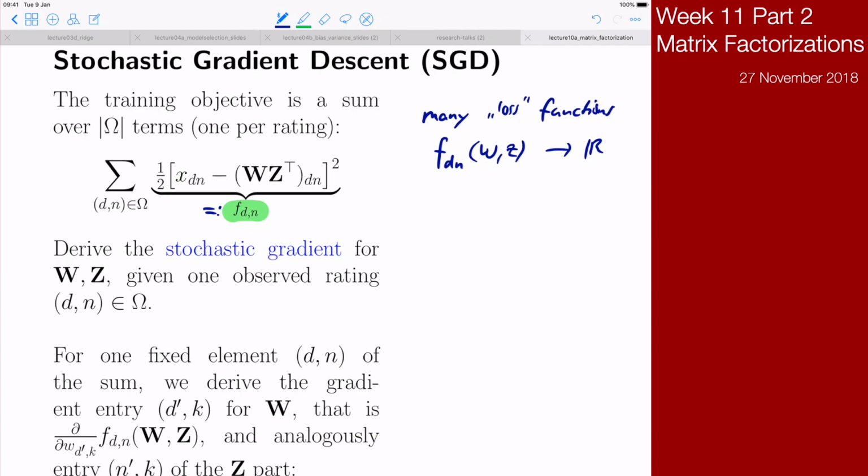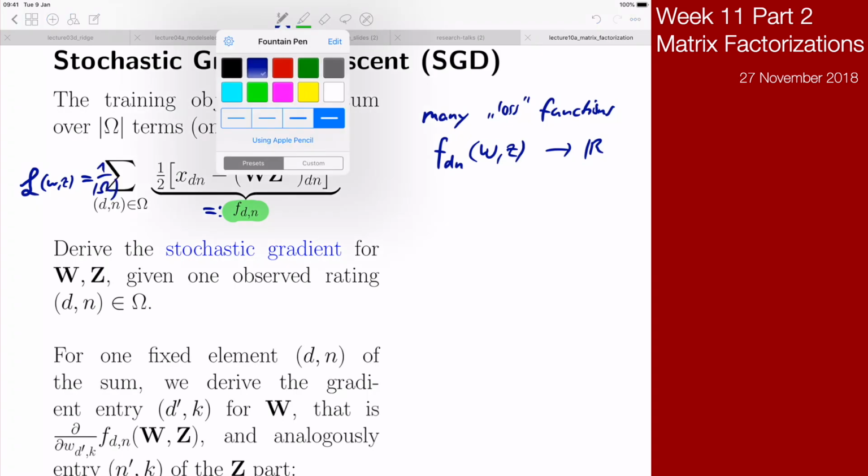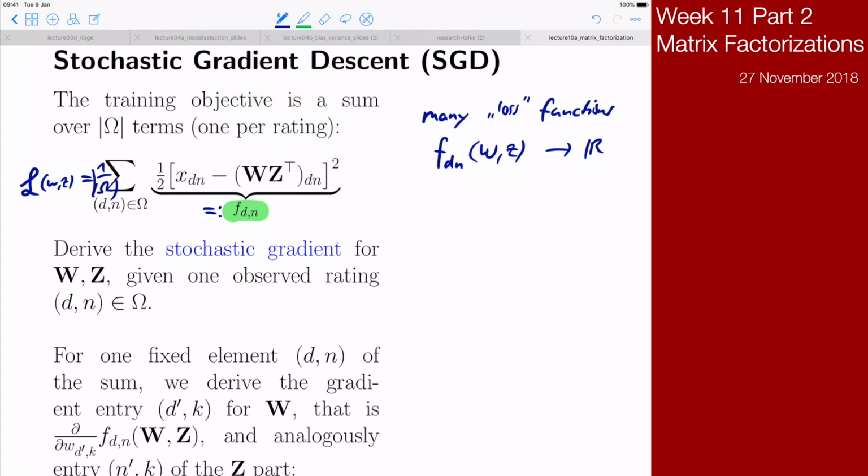I define this to be my small f_n functions. Well, you could also call them L, which maybe makes more sense. So we have a sum. The overall loss function is this, and it's a sum over many individual loss functions. Sometimes you might prefer to take the average over them, so be careful when you do stochastic gradient descent. It's very important that you take the average here or the sum.